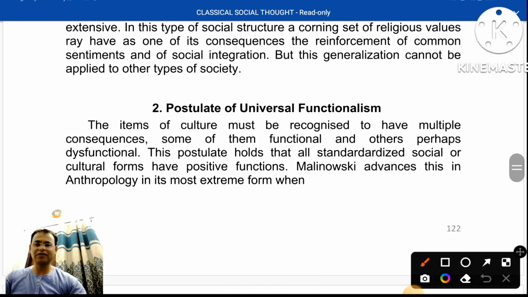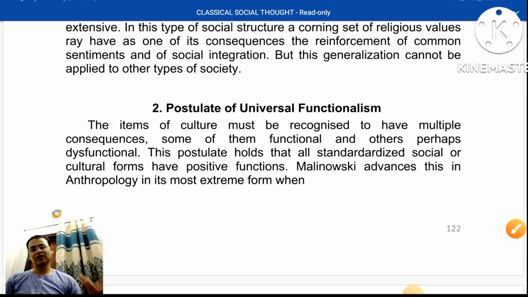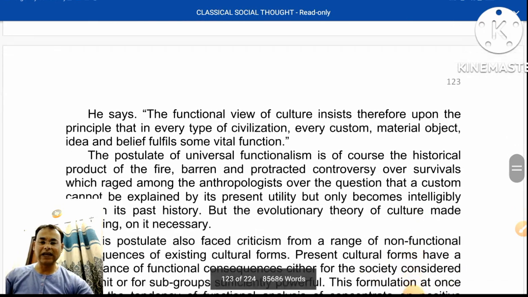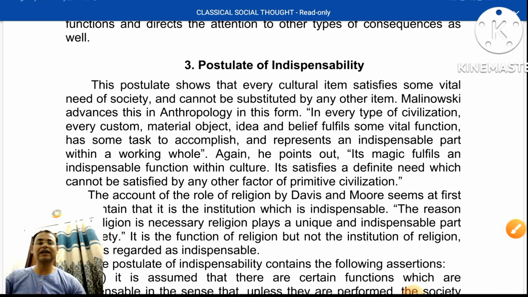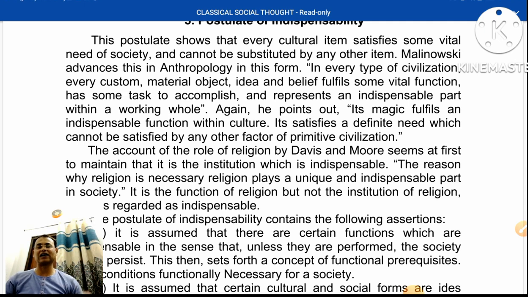And the postulate of universal functionalism I have earlier discussed, that is given by Malinowski as well as Radcliffe Brown. And functional unity and functional indispensability. Here, if every unit of society or system is working together and it makes unity, then it is an indispensable part, and every part or every unit is indispensable for society, that is needed for society, so it cannot be avoided from the society. The postulate shows that every culture itself satisfies some vital need of society and cannot be substituted by another item. Malinowski advanced this in anthropology in this form: in every type of civilization, every custom, material object, idea, belief fulfills some vital function, has some task to accomplish, and represents an independent part within a working whole.